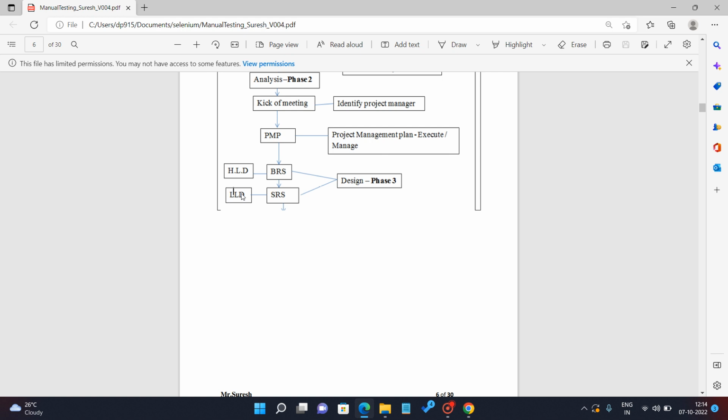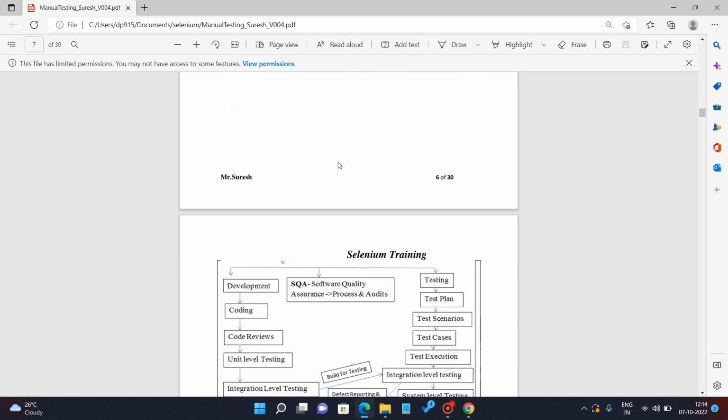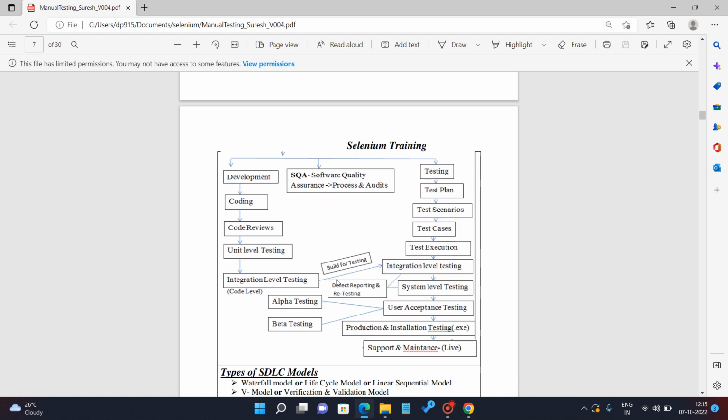LLD means low level design, the low level document. These are also created by the SME, BA and Scrum Master. These two documents form the designing phase, which is phase 3. These documents are given to the development team and the testing team on the same day. The testing team does testing and the development team does coding. These processes of software development will be discussed in future videos.